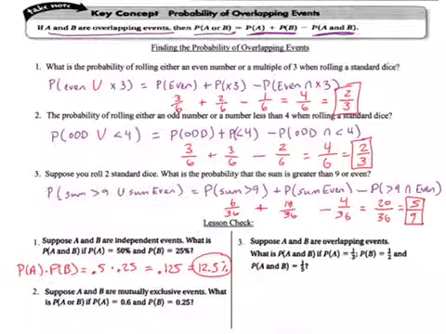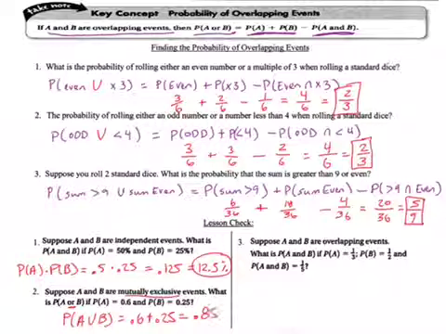Question 2, suppose A and B are mutually exclusive events. What is the probability of A or B if the probability of A is 0.6 and the probability of B is 0.25? Well, because they're mutually exclusive and we're talking about an or situation here, the probability of A or B occurring would be just adding the 2 probabilities together, so 0.6 plus 0.25, which gives us 0.85.